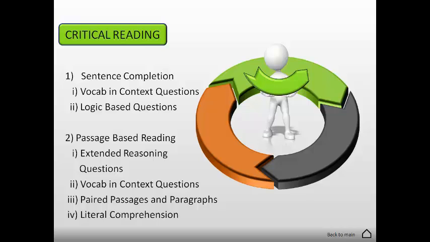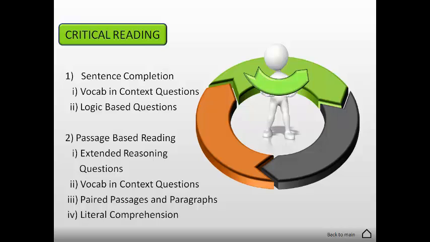Then they have vocab in context, which asks what a word means in this context. Then they have paired passages and paragraphs, where they give you two paragraphs and ask what is relevant information in both, or what makes sense in one and doesn't in the other. Then literal comprehension is how you make sense of a particular sentence, and they'll have questions around the context of it.